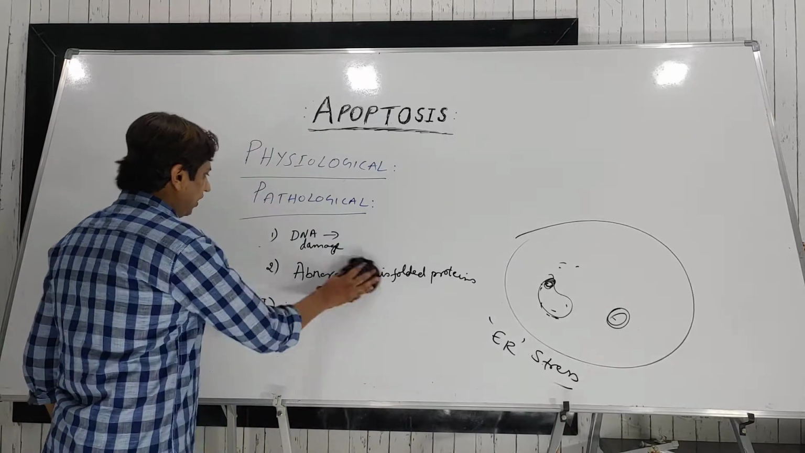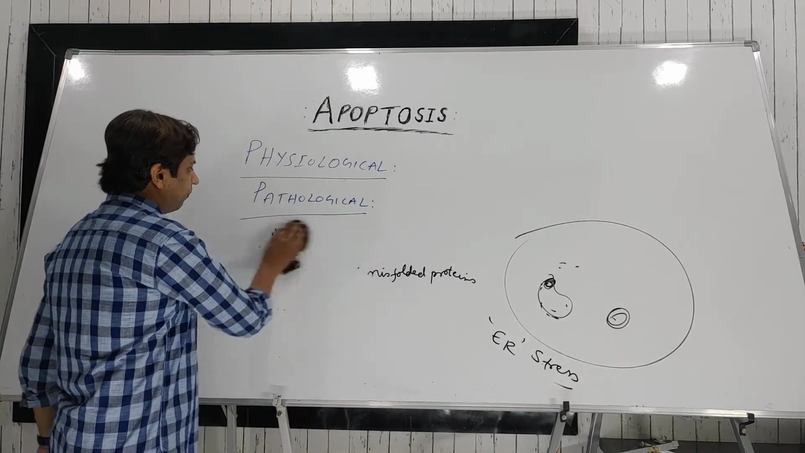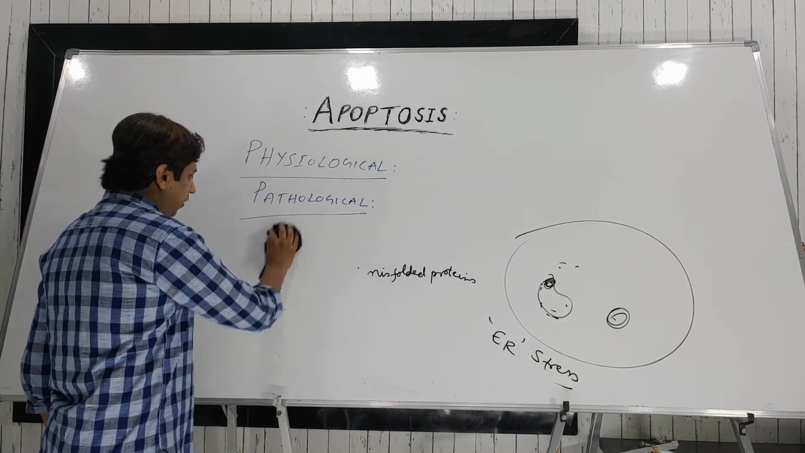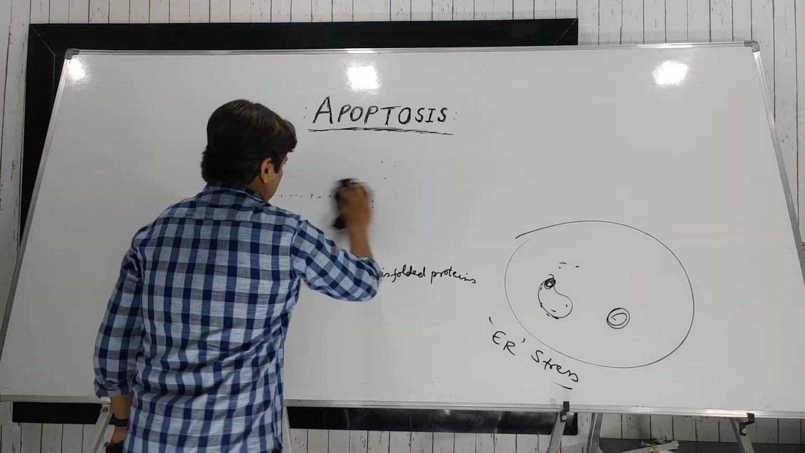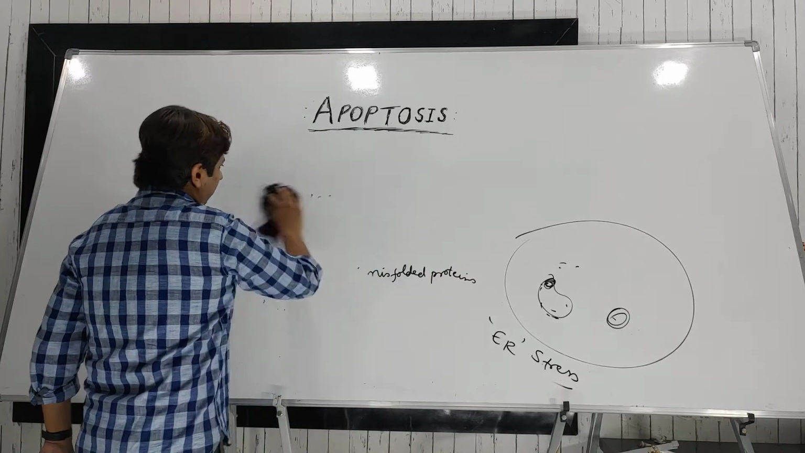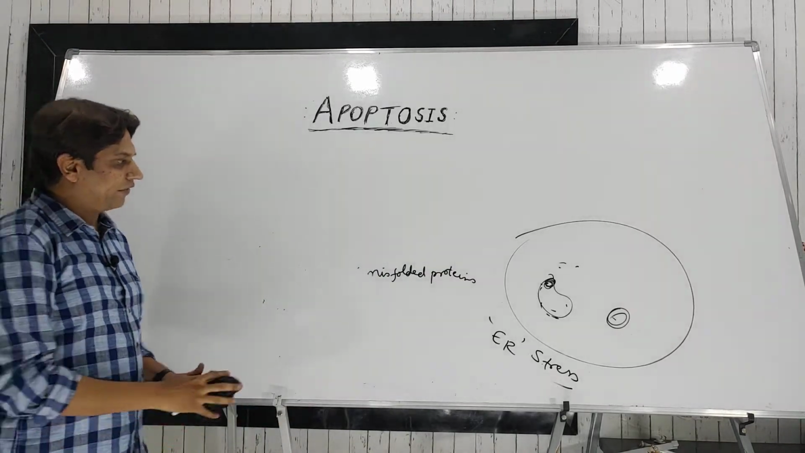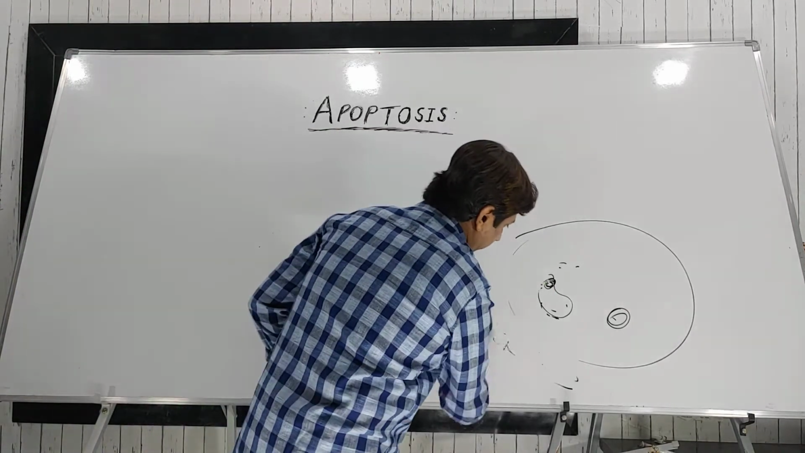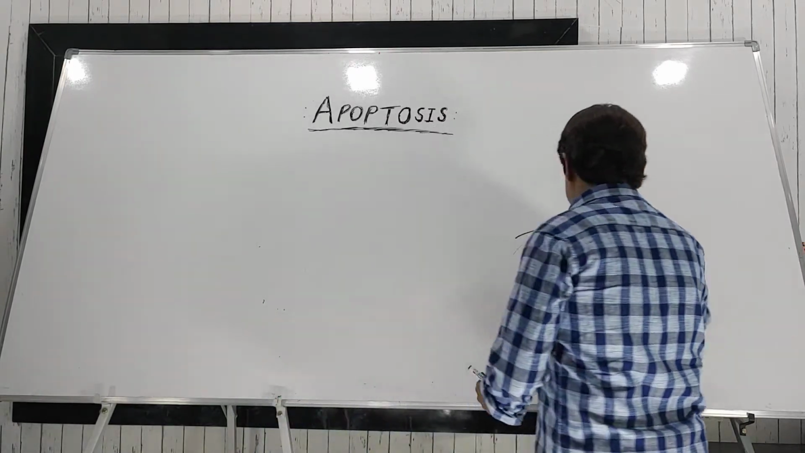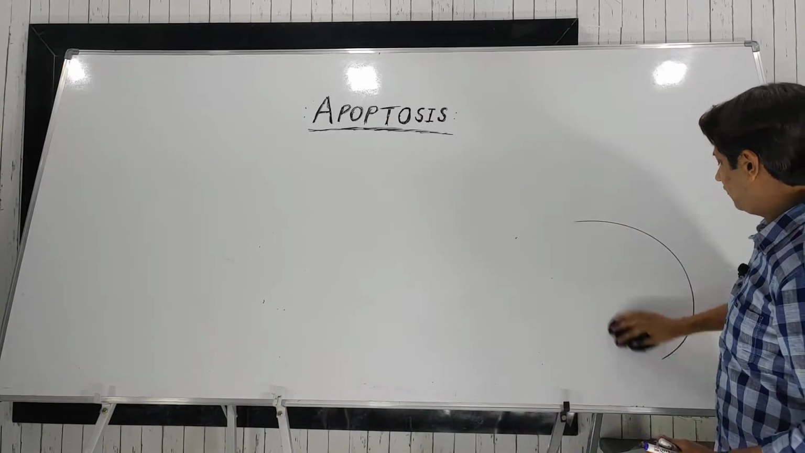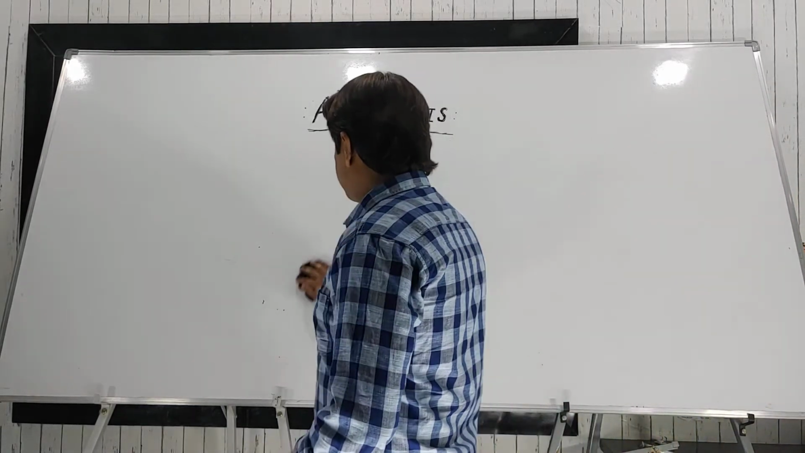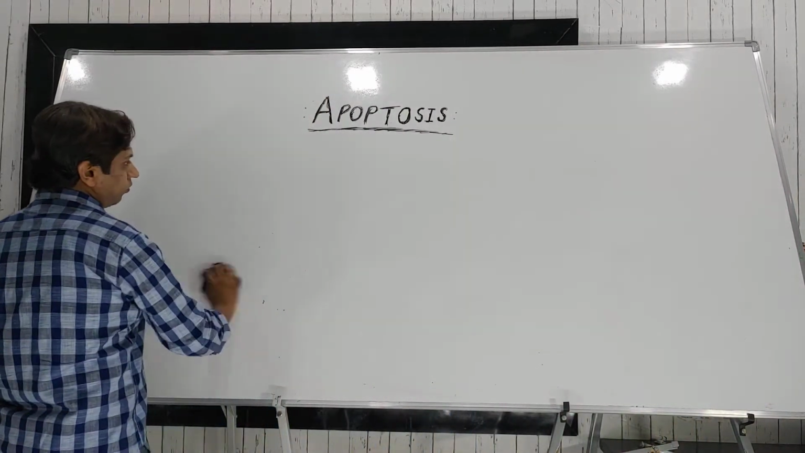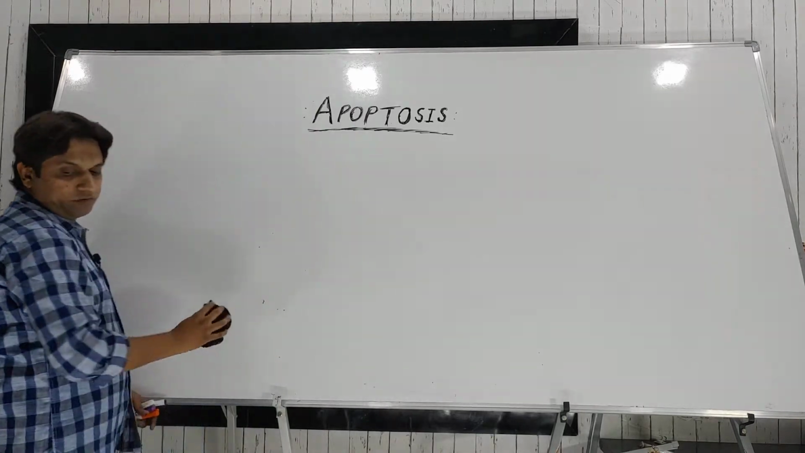So these are the classical examples of apoptosis. Now coming to the most important concept, the mechanism of apoptosis. How exactly does this apoptosis process take place, how does this cell die, and why is there not much inflammation of the surrounding cells? So we'll now discuss the mechanism of apoptosis.